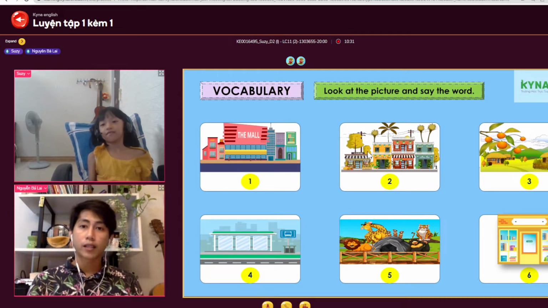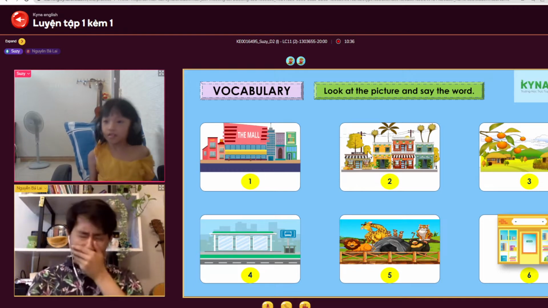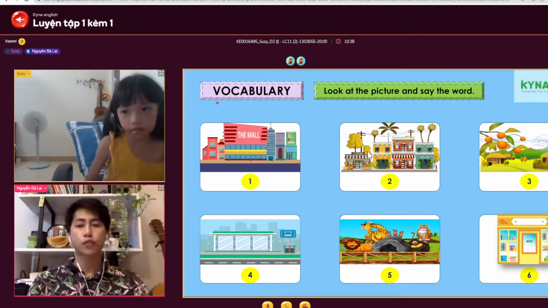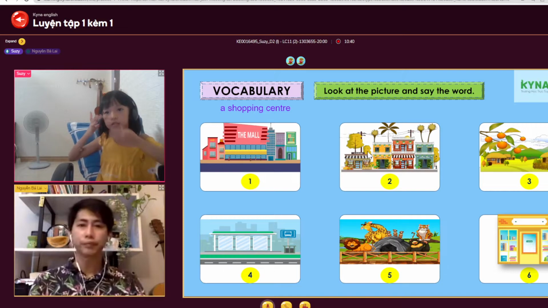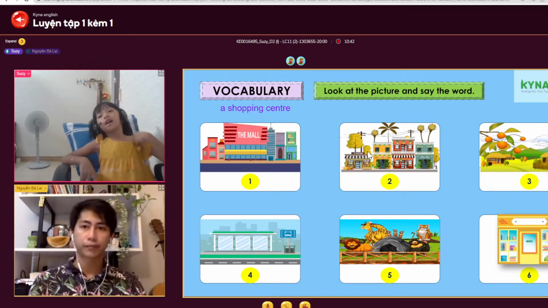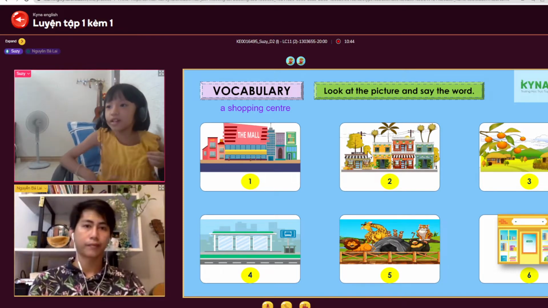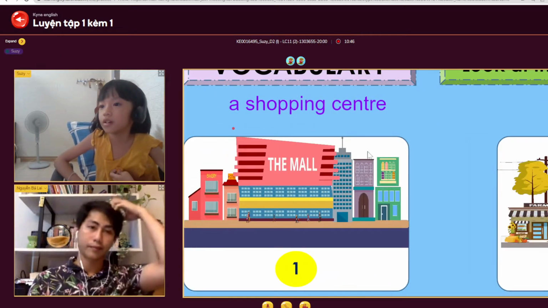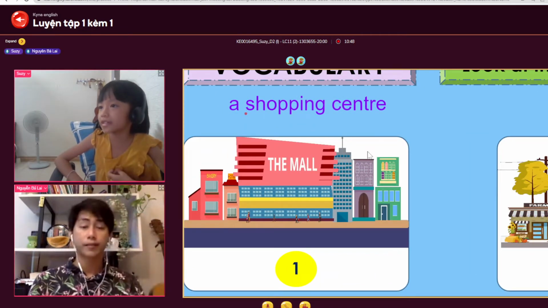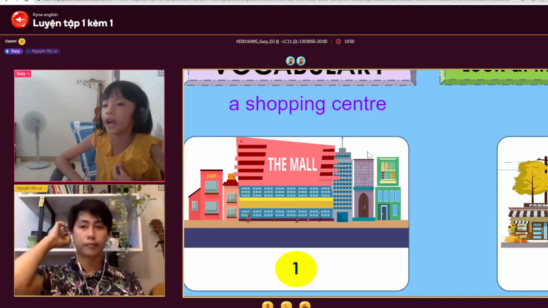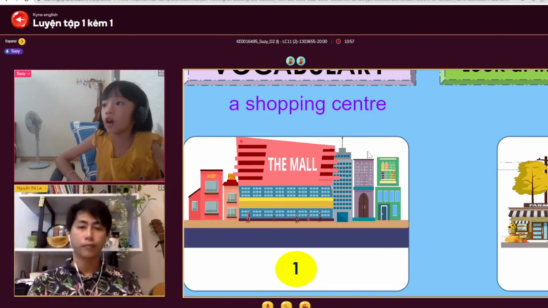That's enough. So what is this? It's a shopping center. How do you spell shopping center? A shopping center. How do you spell it? S-H-O-P-P-I-N-G C-E-N-T-R-E.